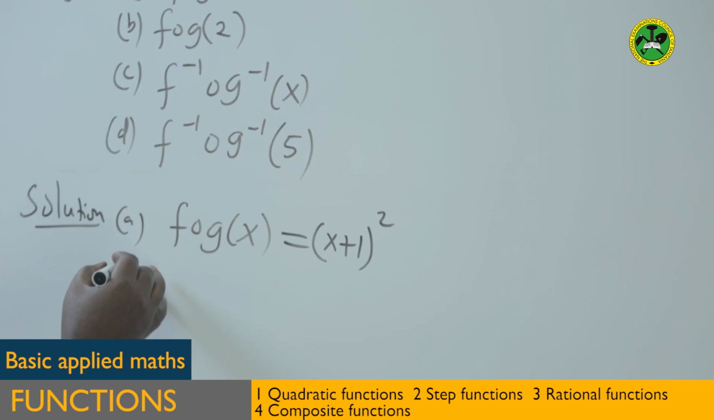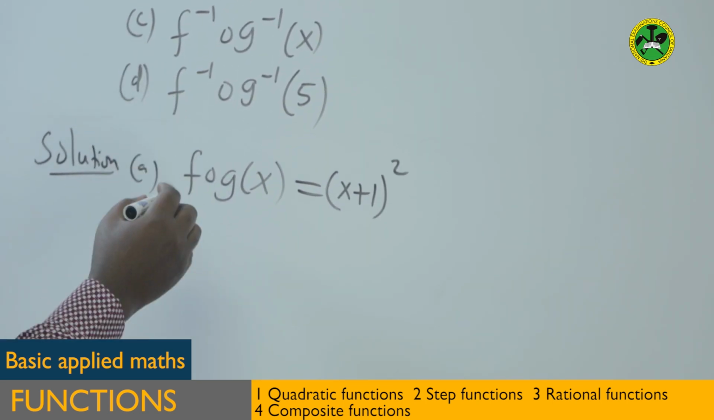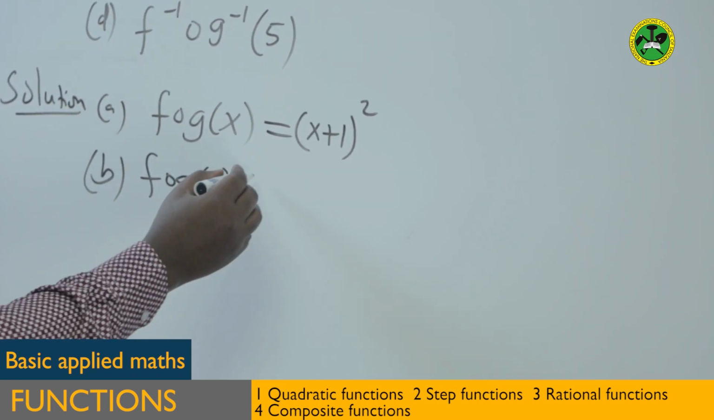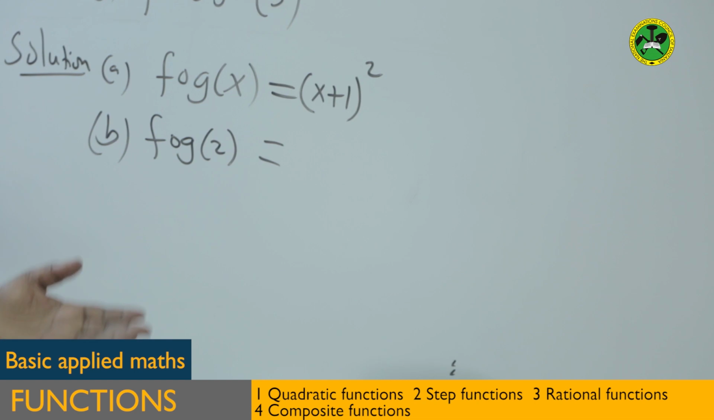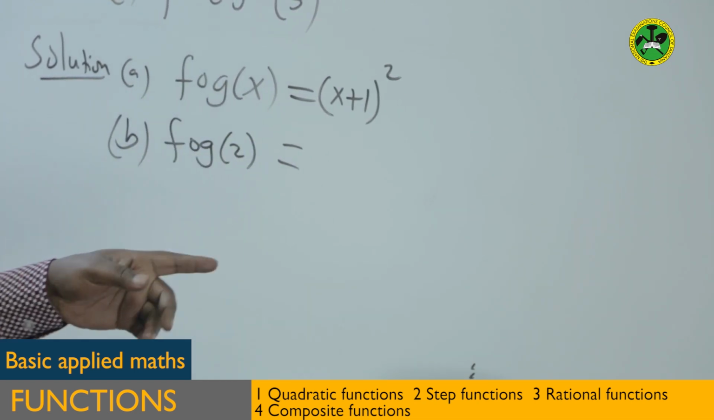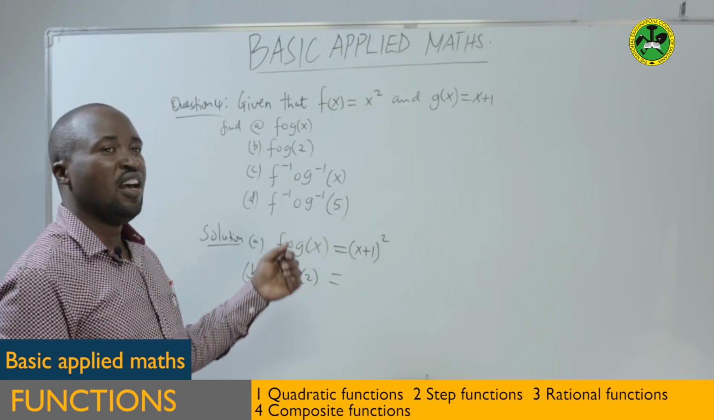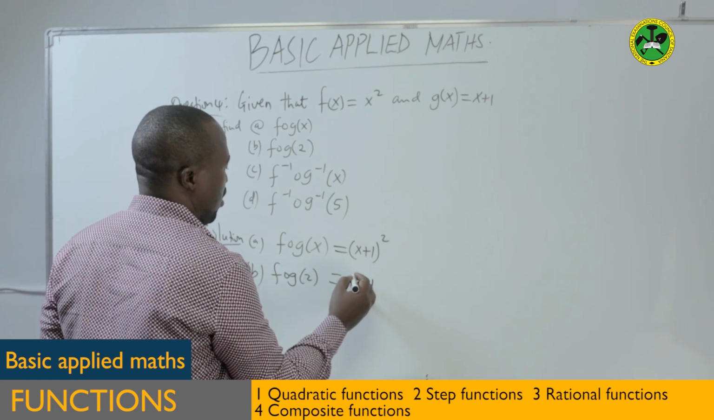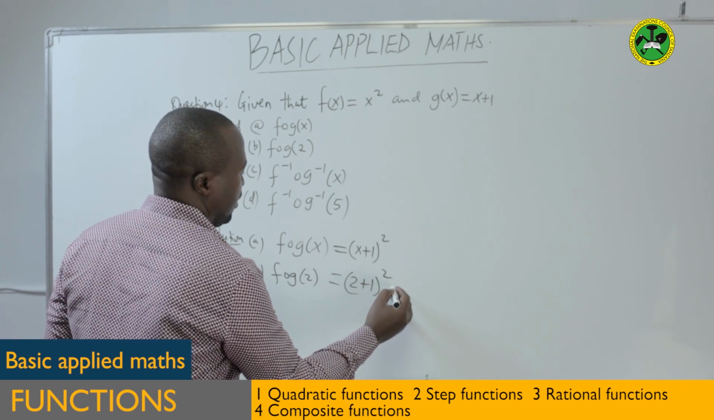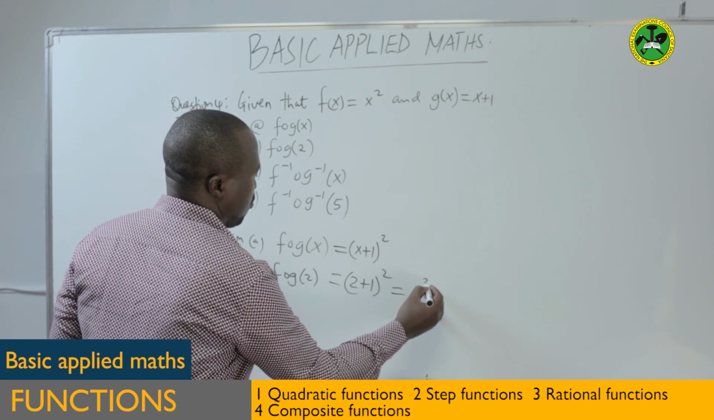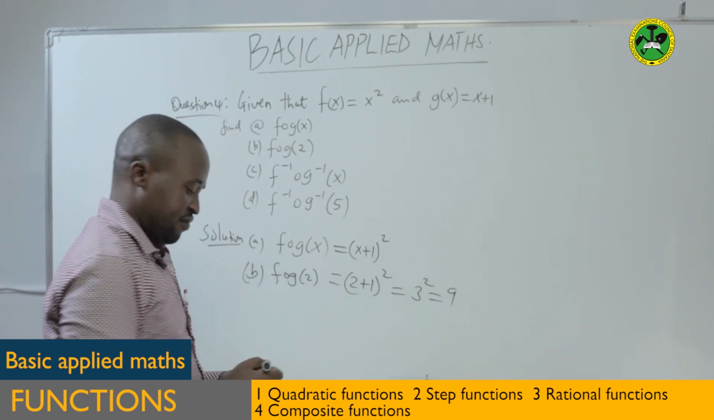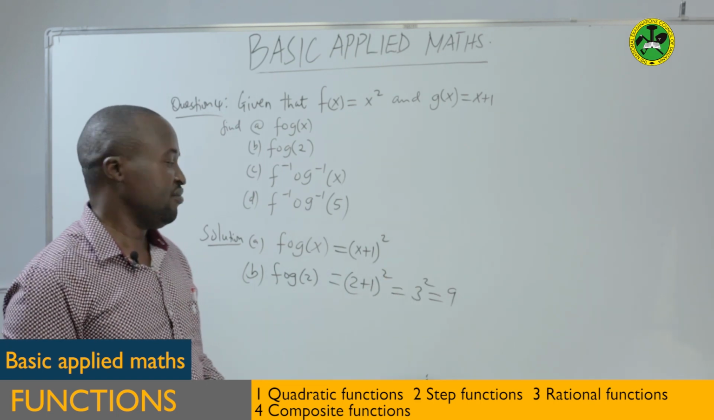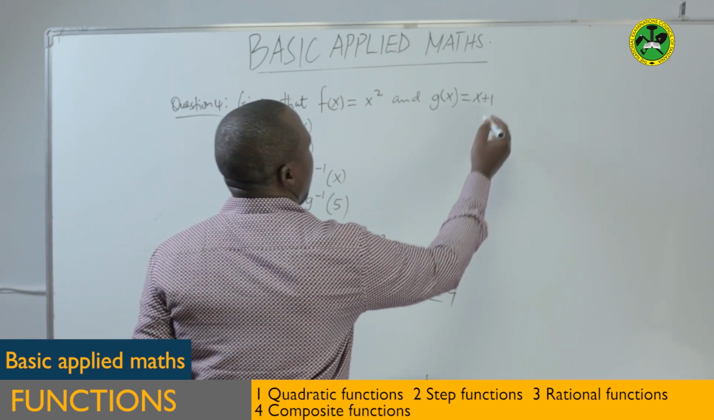Now for B, we need to find f of g of 2. Remember, my dear student, already we have f of g of x. Just a matter of substituting the variable x by 2. So that is 2 plus 1 squared, which is the same as 3 squared, which is equal to 9. Therefore, f of g of 2 is equal to 9. Now let us proceed with the C.